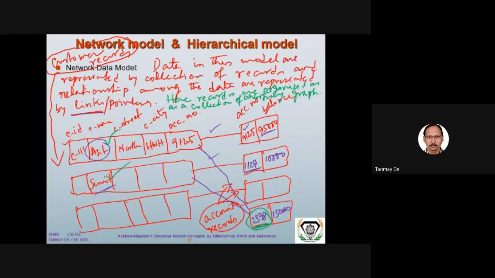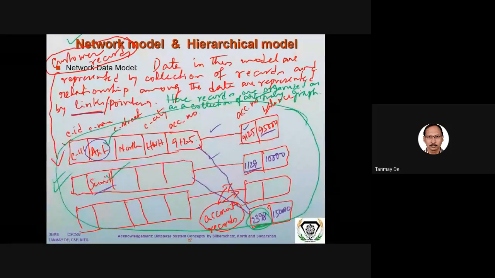Here I write, in case of network data model, that is, in this network data model, records are organized as a collection of arbitrary graph. You can see that this figure is an arbitrary graph. The records are connected by a link. It is an arbitrary graph. So that is what I can write for the network data model: their records are organized as a collection of arbitrary graph.